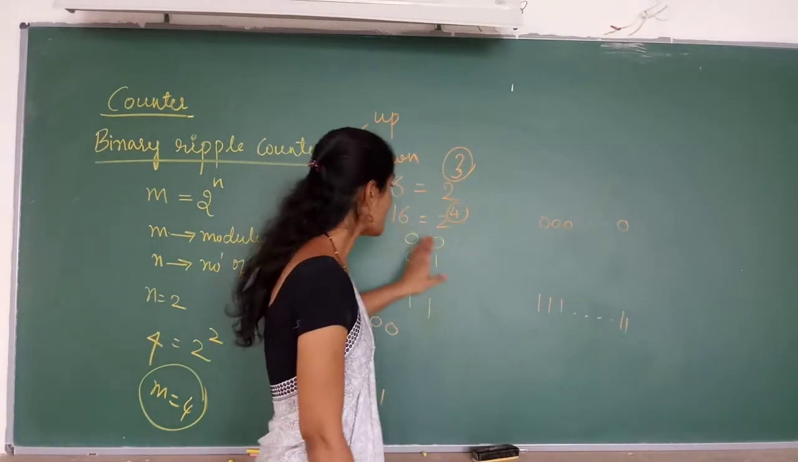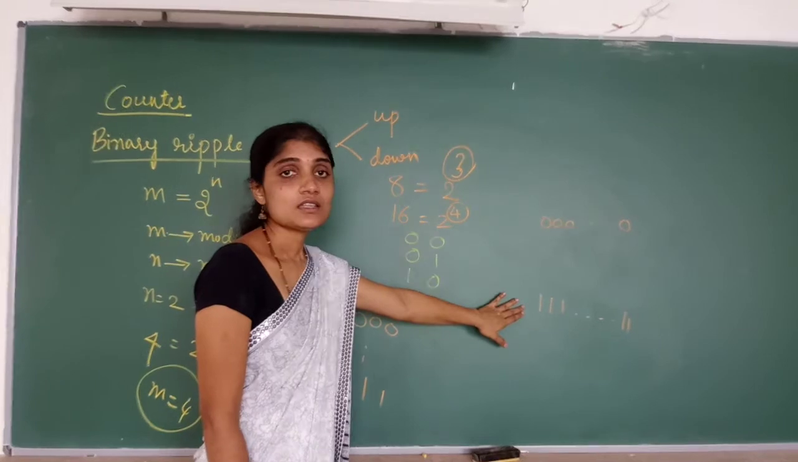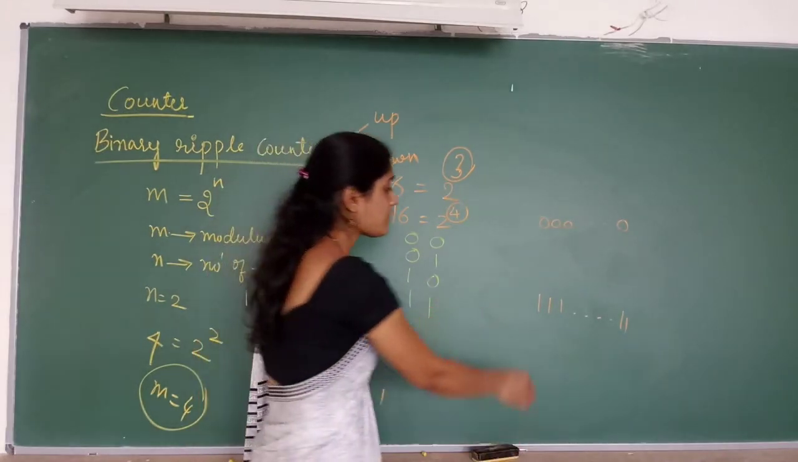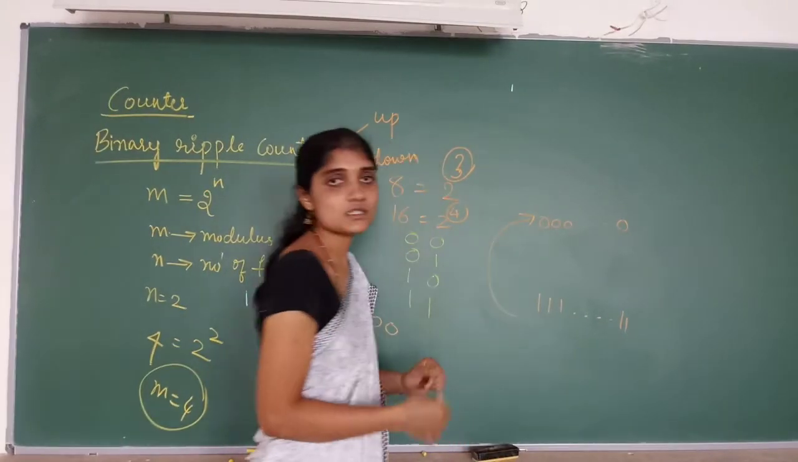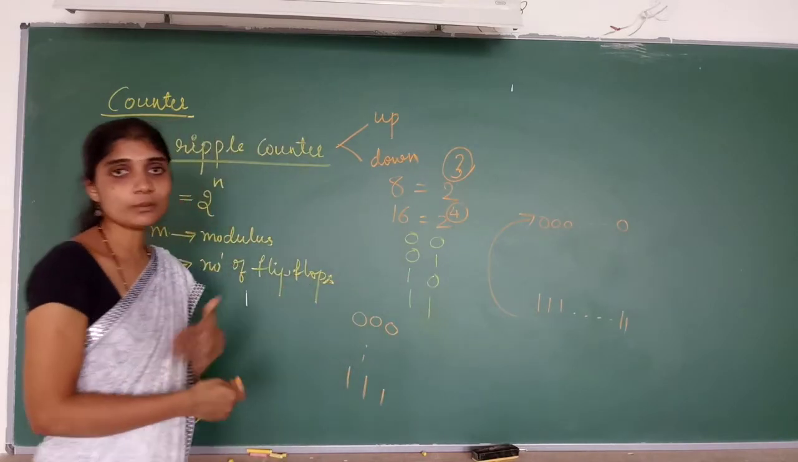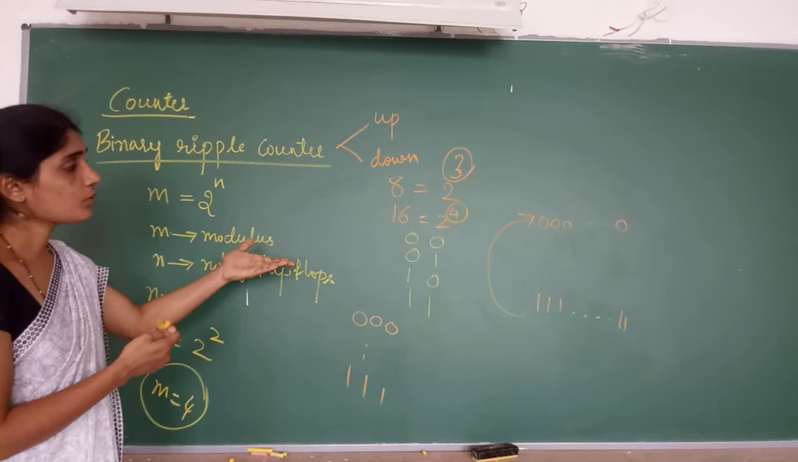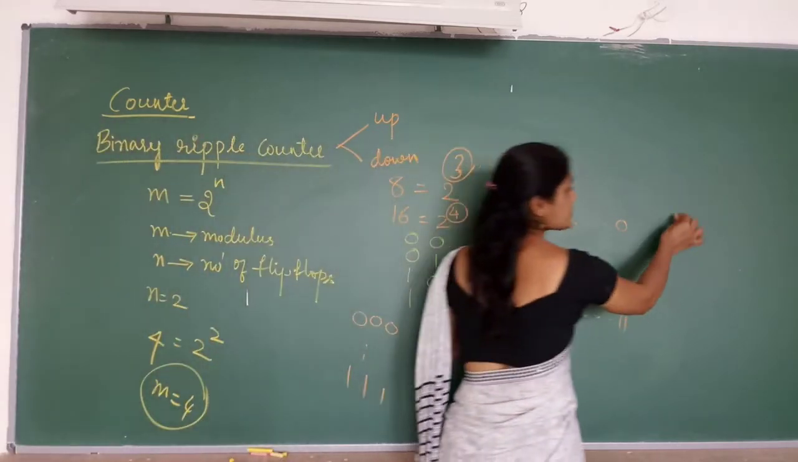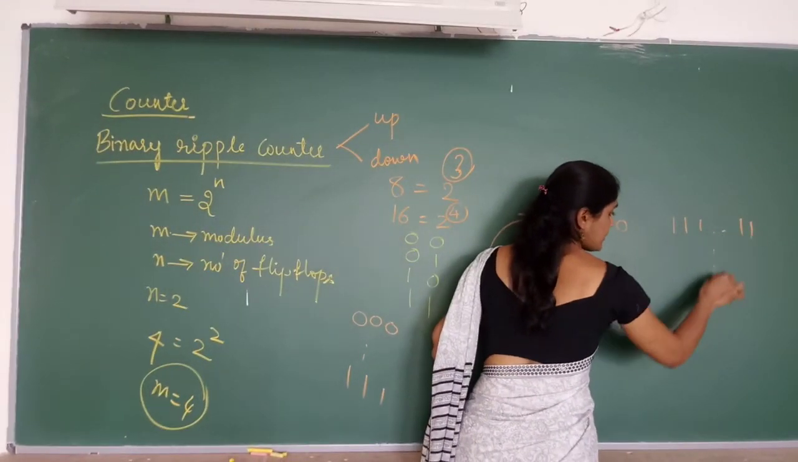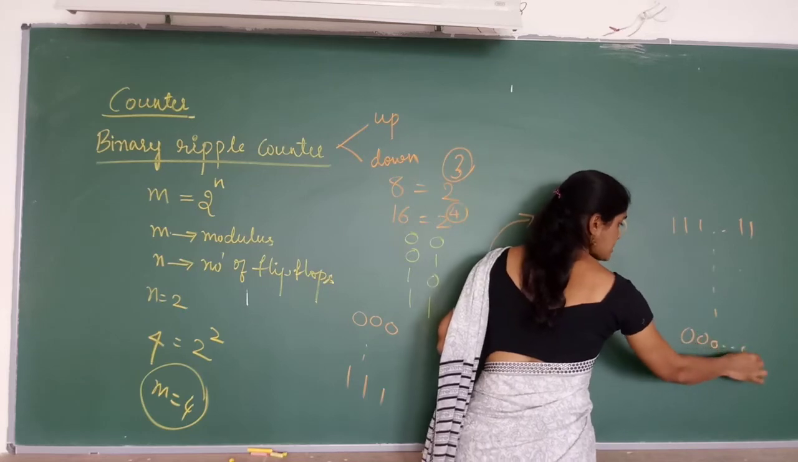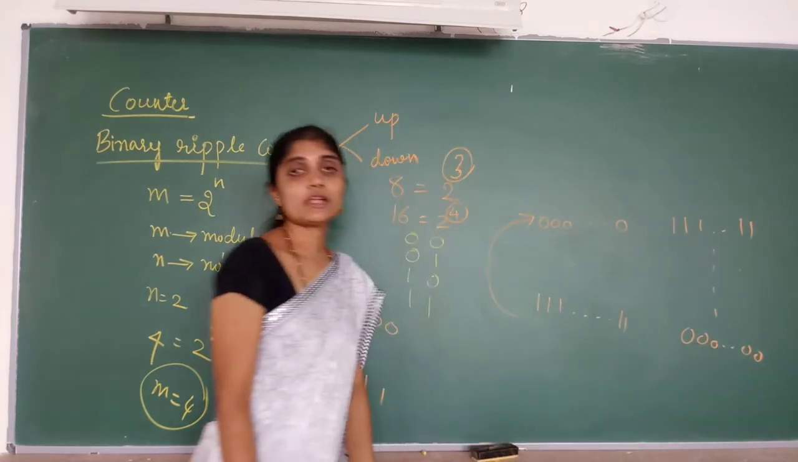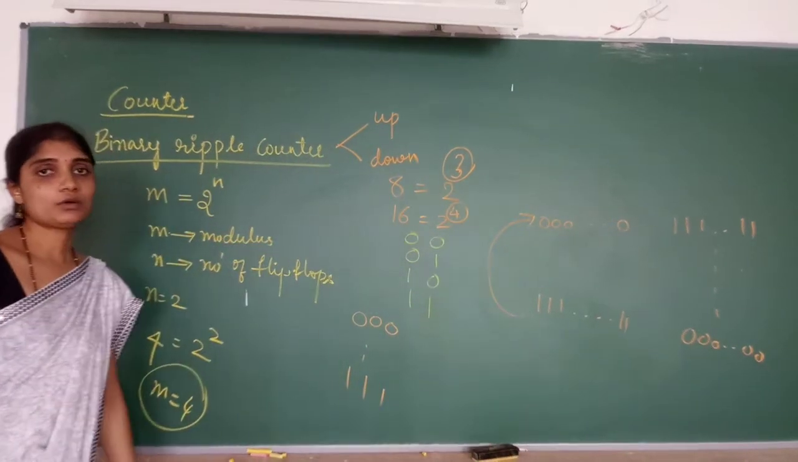Once it reaches the maximum count, what happens? In the state diagram, once it reaches the maximum count, it again repeats the sequence. That's how we design the counter. This is the binary up counter. The down counter counts from the maximum count, 1 1 1 to 0 0 0. So we have the binary up counter and the binary down counter.